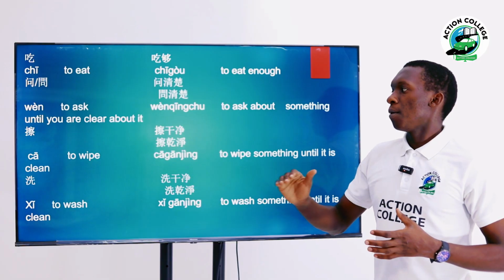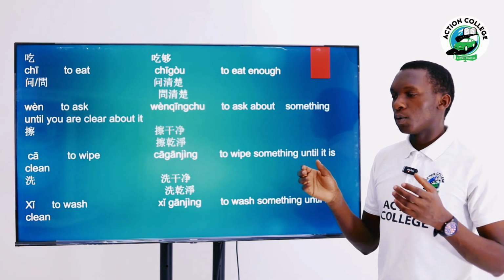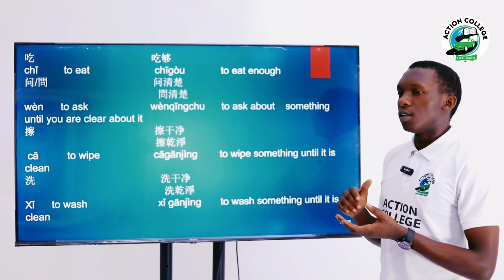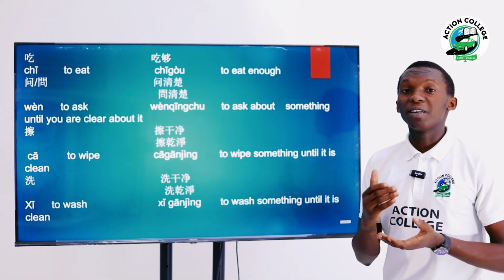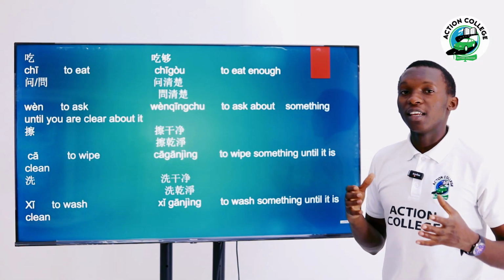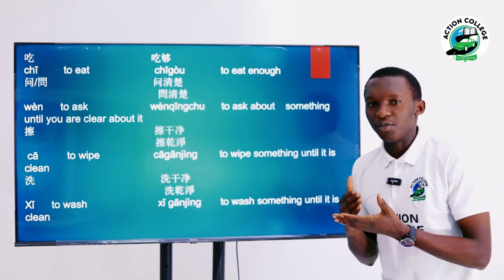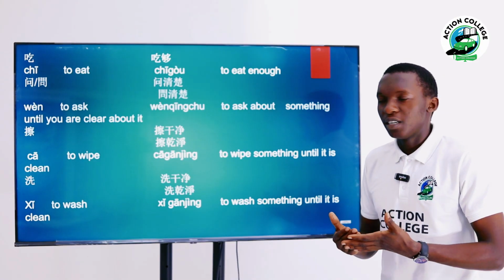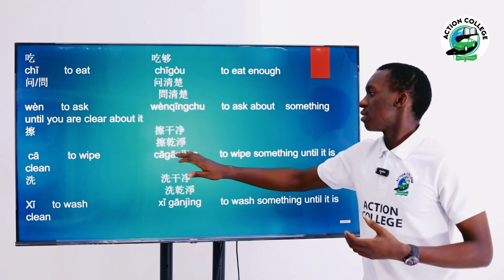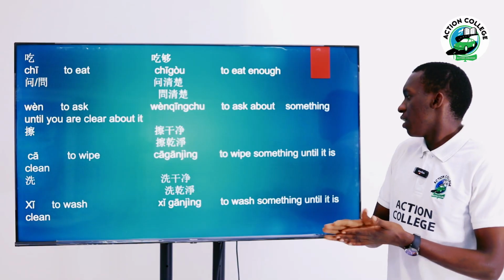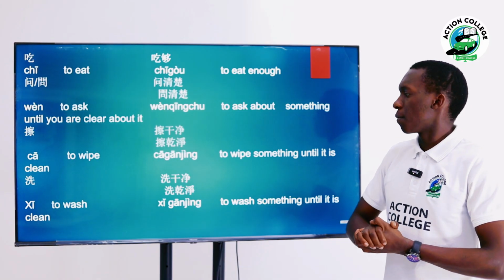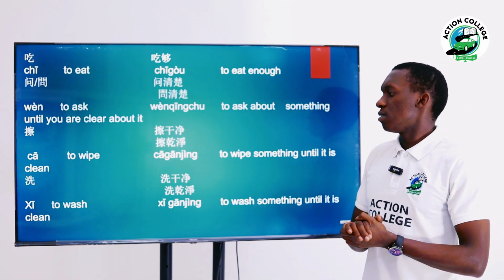The next is 擦. 擦 is to wipe. Then you may wipe something and become clean, but if it's not clean, it's a negative result. But for a positive result, you say 干净, 擦干净 is to wipe something until it is clean. 擦干净.